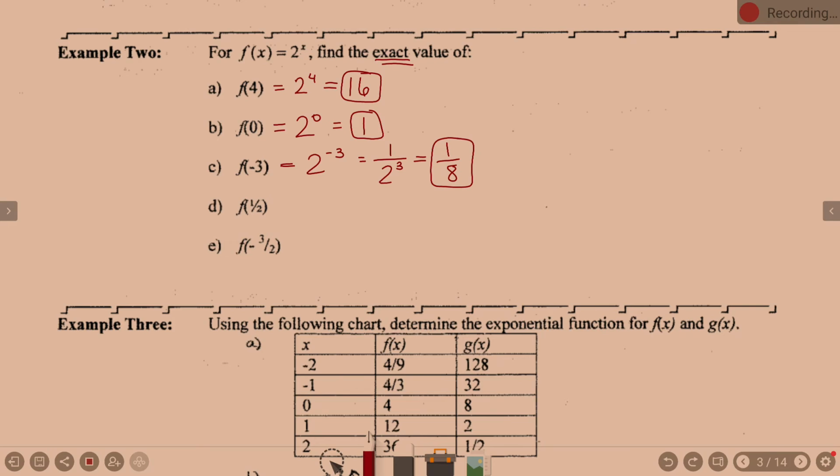Your calculator would give 0.125 on that one, which is equivalent. But sometimes they'll give you a big, long, messy decimal, and you don't want that. So, again, use your brain on these.